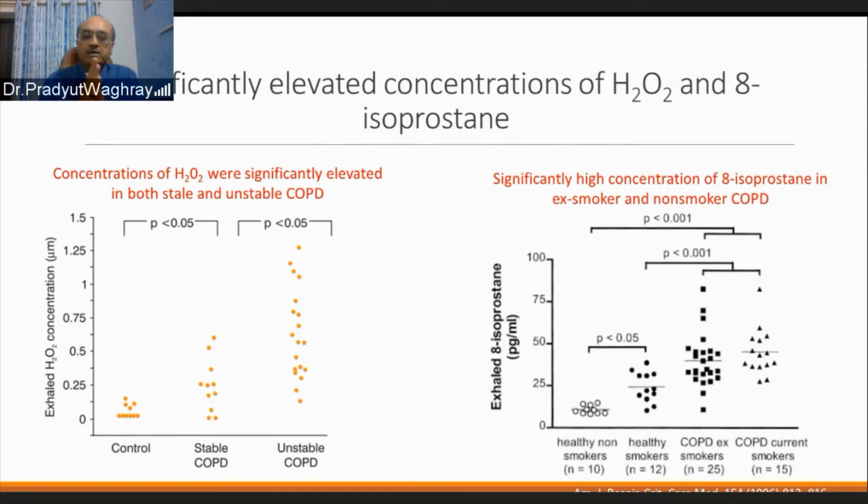So if you see the slide on the right hand side, in the healthy non-smokers, the level of exhaled 8-isoprostane is less, whereas in healthy smokers, by virtue of smoking itself, this free radical is generated and these levels are found to be increased. And COPD patients who are ex-smokers also have a significantly elevated level of 8-isoprostane free radical, and also the current smokers. So smoking is a common factor which increases the value of these free radicals, that is 8-isoprostane.